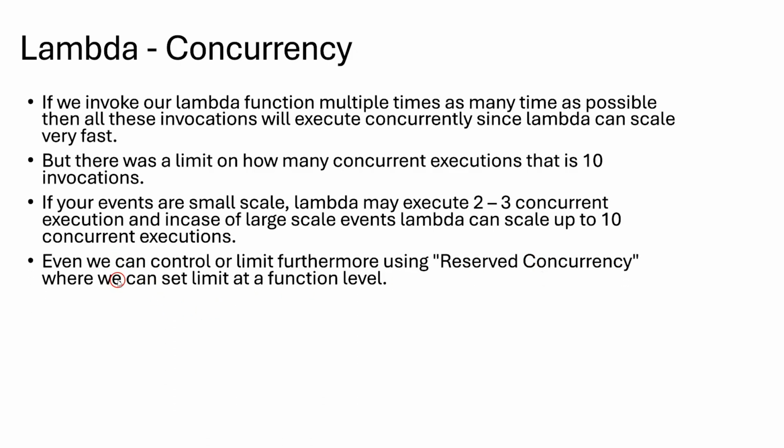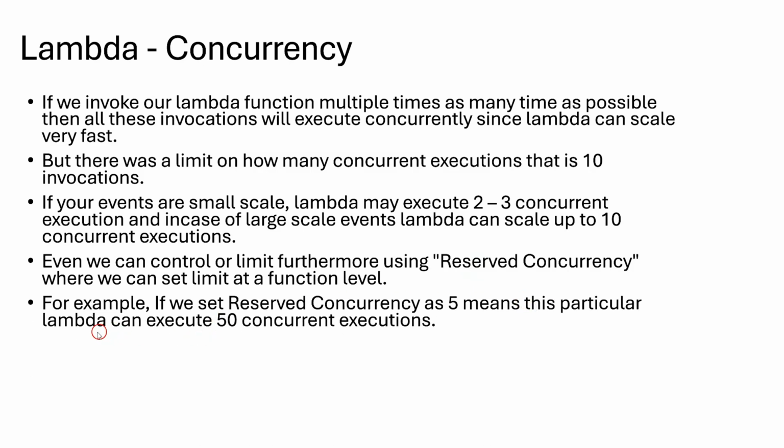Okay, so we can even control our limit further. Lambda by default gives 10 as the concurrent execution capacity, but you can limit it further by using reserved concurrency. So Lambda usually gives 10 concurrent executions, right? But if you want to limit this, for example, you only want 5 concurrent executions, you can use this reserved concurrency option and limit your Lambda to only 5 concurrent executions instead of 10. And we can set the limit at a function level. So for each function you can set reserved concurrency. By default it is 10, and you can set some reserved concurrency here.